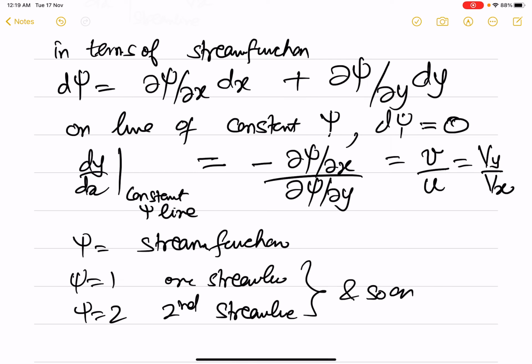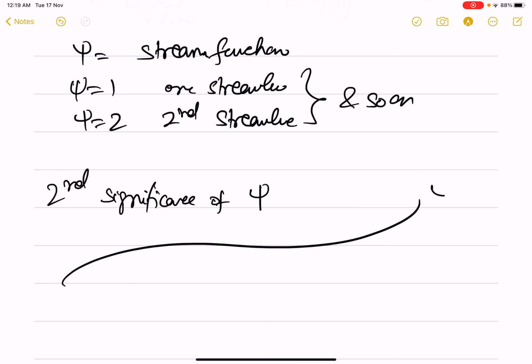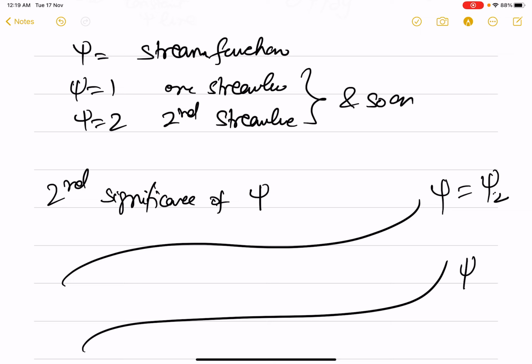Now we can also find a second significance of psi, of the stream function. Let us say we have a streamline psi is equal to psi 2 and another streamline psi is equal to psi 1.